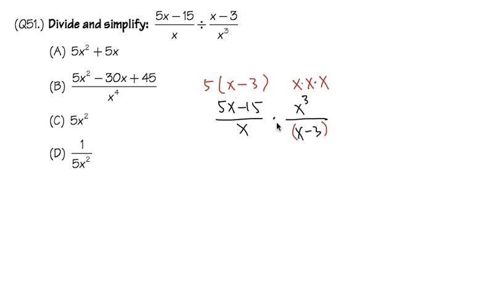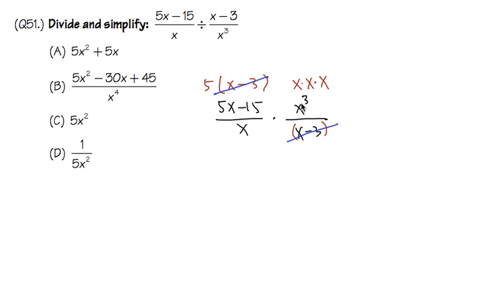Okay, here comes the best part. As long as you have a factor on the top that's exactly the same as the factor on the bottom, you can cancel them out. I see the 5 on the top, but there's no 5 on the bottom, so we cannot do any cancellation. But then the x minus 3 can be cancelled with this x minus 3. Notice that we can only cancel parentheses because they're factors.